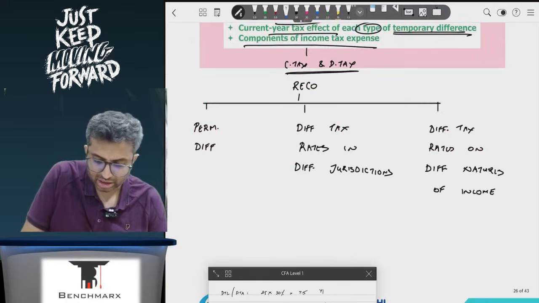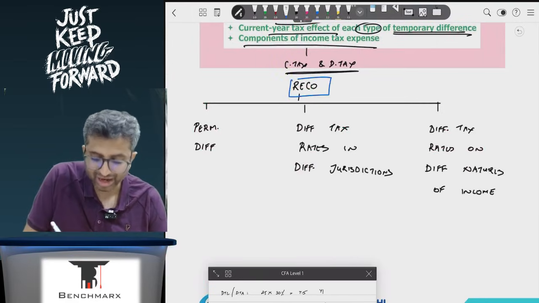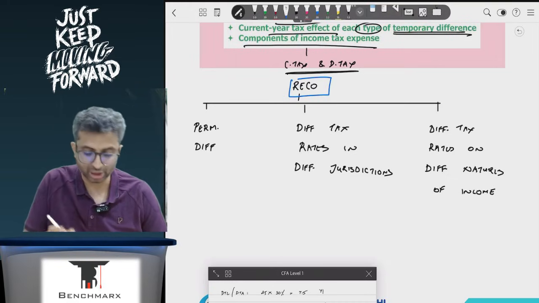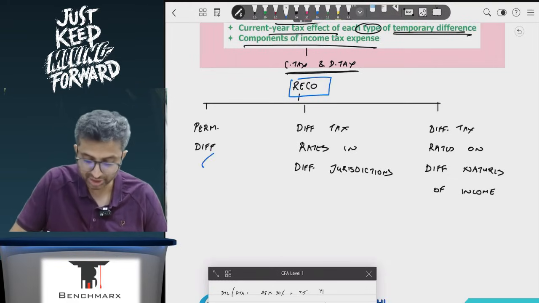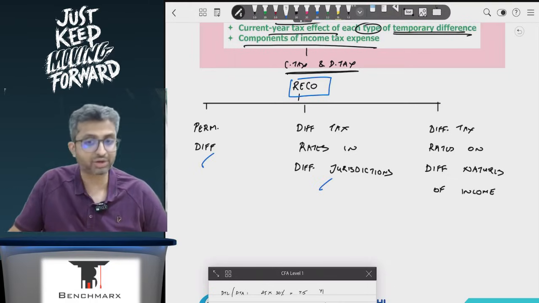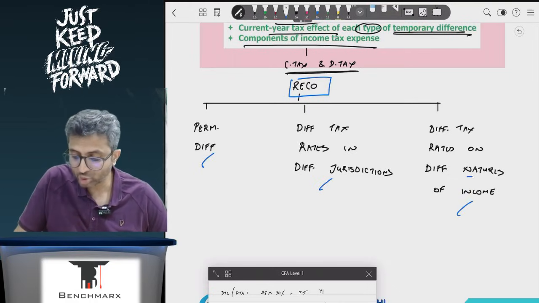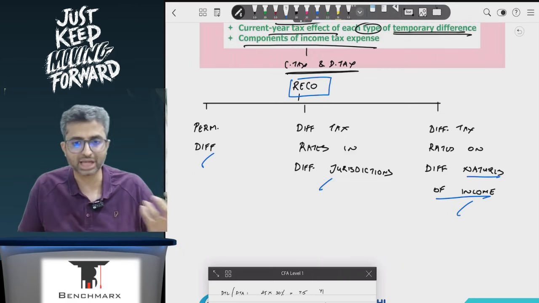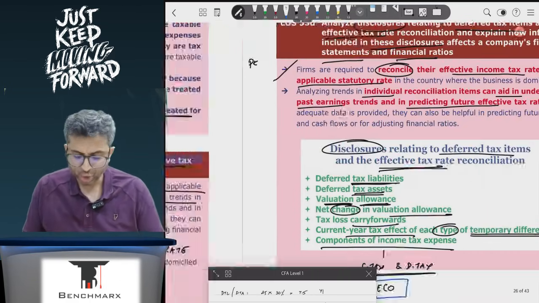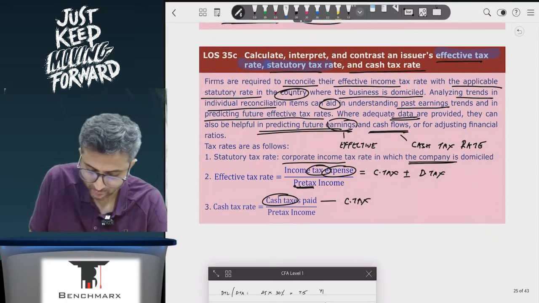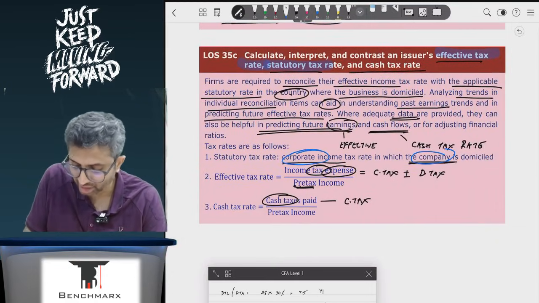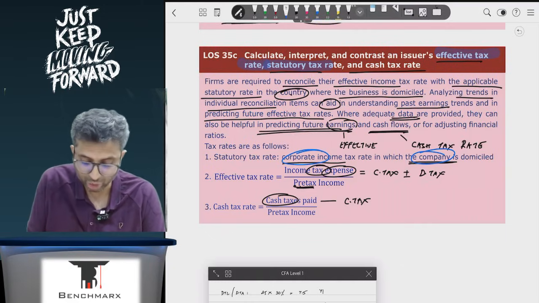Yes. So the reconciliation will have to be shown between the effective tax rate and the statutory tax rate, which is largely due to permanent differences, or differences in tax rates in different jurisdictions, or differences due to different natures of income like capital gains and other incomes which can be different. So over here there is a statutory tax rate, which is the corporate tax rate of the country in which the company is domiciled.